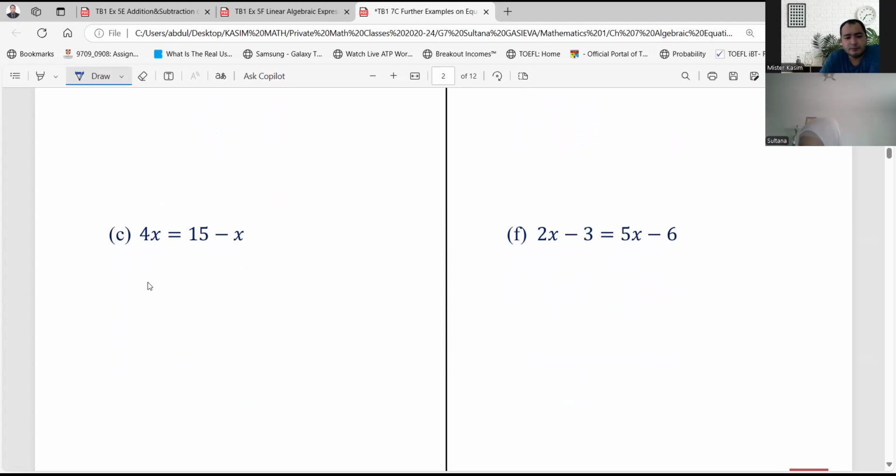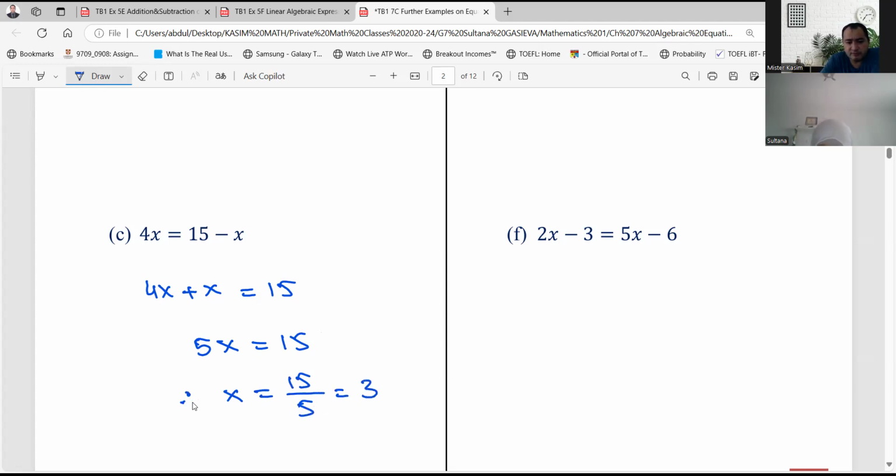X. Wait. So the answer is x equals negative 3. No. First, if you move negative x to the left-hand side, it will be positive x, right? So here we have 15. 4x plus x is 5x equals 15. It should be positive 3. It is 15 divided by 5, right? So that's equal to 3.